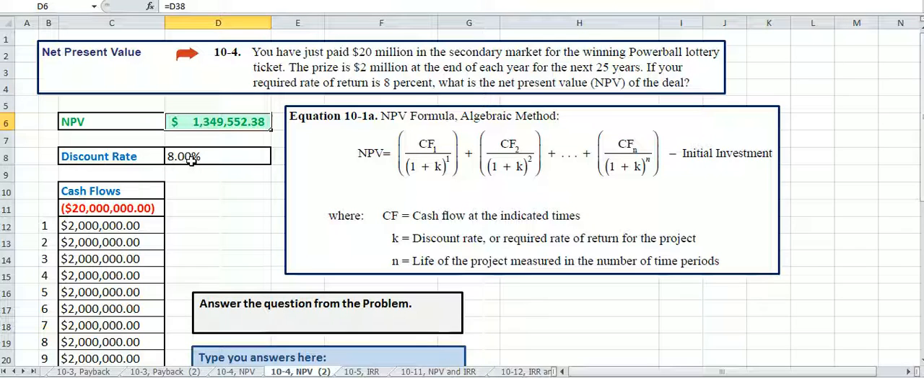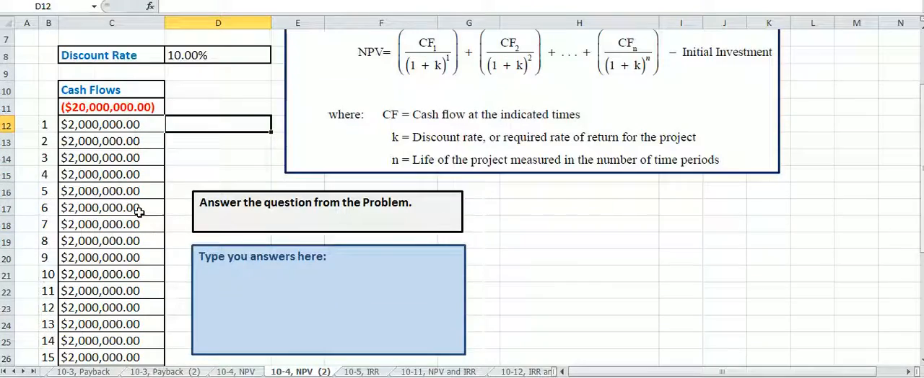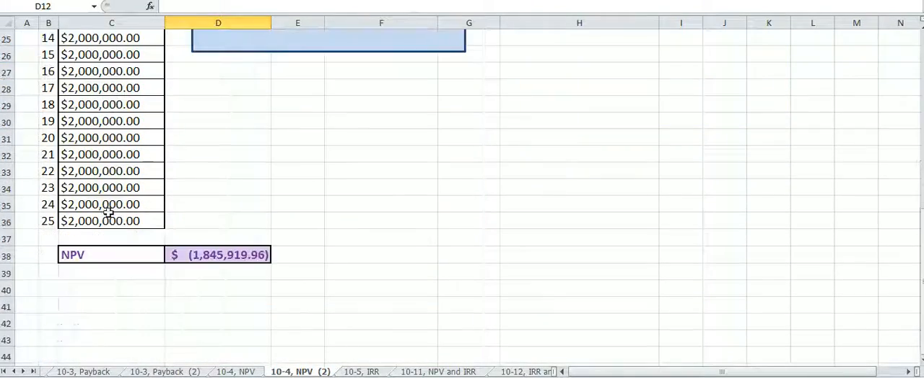Now, the takeaway here is it really depends on the discount rate. If the discount rate goes down, that means your net present value is higher. Think of this as the cost of what you could get if you were to invest this $20 million somewhere else. So say you could get 10%. Well, if you get 10% somewhere else, then you're actually going to be negative. So you don't want to even do this, right? You would be much better off investing your $20 million at 10% somewhere than getting these $2 million payments for 25 years.